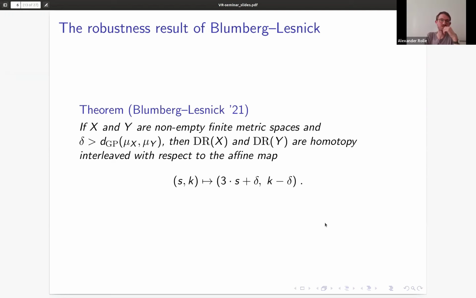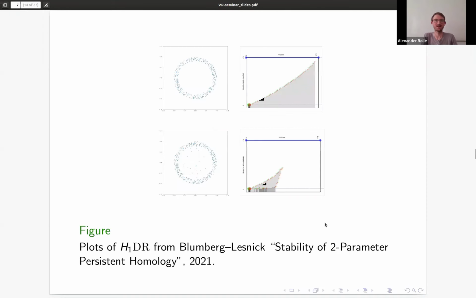Okay. So this is the robustness result of Blumberg and Lesnick, which, as you can see, is quite general, and has this form that we are familiar with from other stability results. But something very nice that they do in their paper is that they evaluate it on this example that I was talking about before. So let's look at that now.